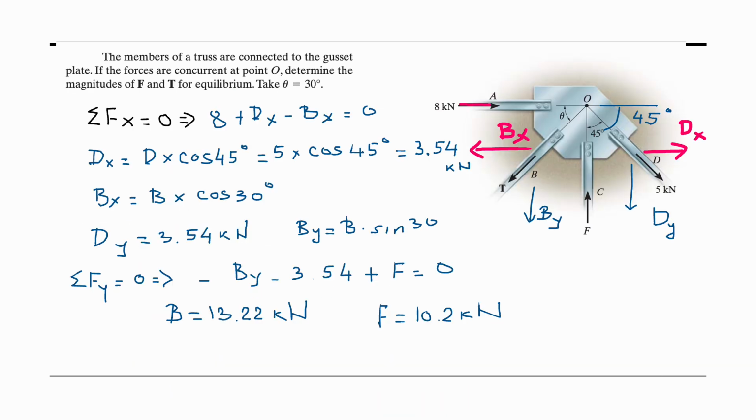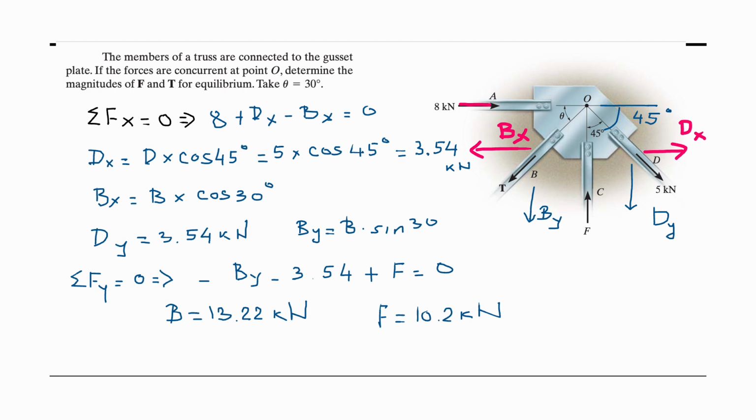This is one example. The members of a truss are connected to the gusset plate. If the forces are concurrent at point O, we need to determine the magnitudes of F and T for equilibrium. We will take theta to be equal to 30 degrees, and I put a red mark for our forces in the X direction. So we have a known force of 8 kilonewton at point A. Then we have T force, or member B.